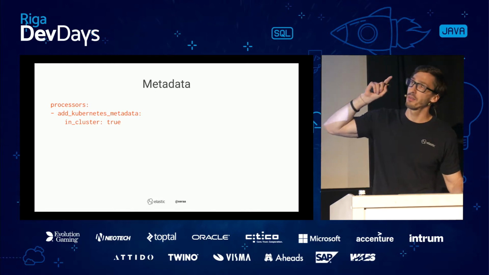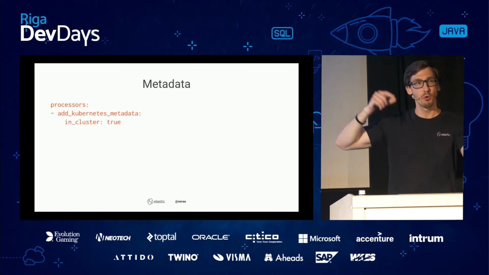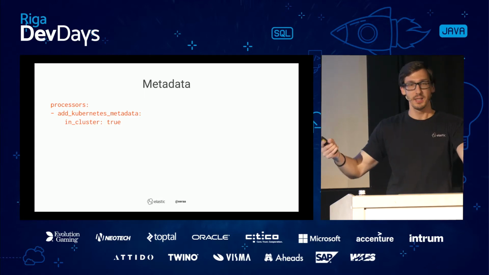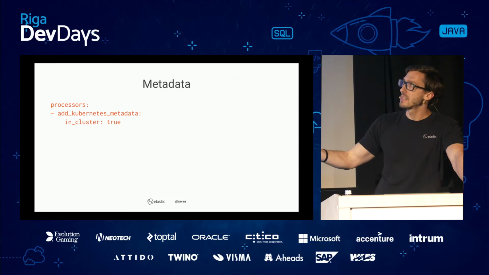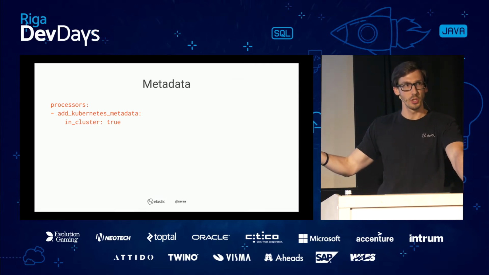If your FileBeat is, for example, running on the host directly and it's not part of Kubernetes, instead of saying in cluster, you would need to explicitly say where can I access Kubernetes or the Kubernetes API to enrich the information?